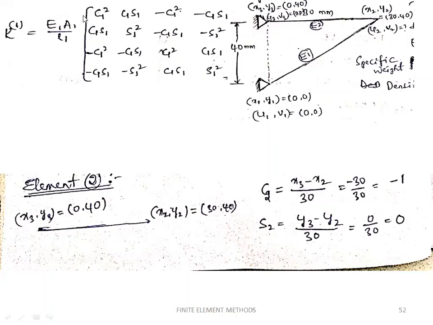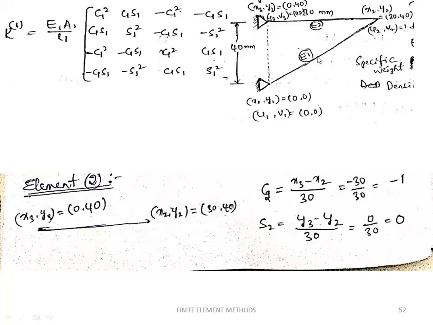Now our aim is to find cos theta 2 as well as sin theta 2. Here cos theta 2 is represented with C2 and sin theta 2 is represented with S2. Here theta is equal to 0, therefore cos theta 2 can be defined as x3 minus x2 by the length of the element. Here the second element is the only horizontal member, therefore theta 2 is going to be 0.